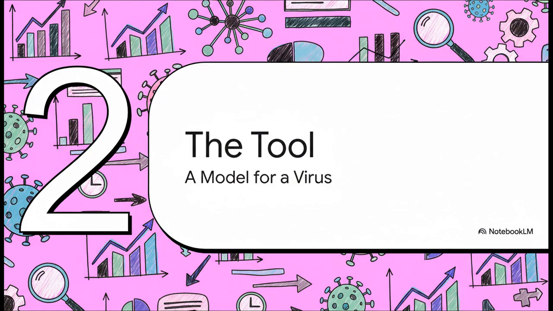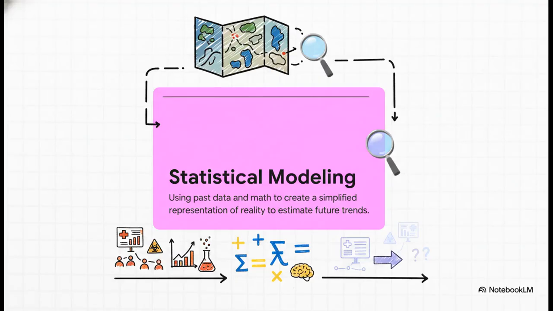Well, we build a tool. And in our case, that tool is a statistical model. Now, statistical modeling might sound super complicated, but the core idea is pretty simple. Think of a model like a map. It's not the actual city, but it's a simplified guide that uses what we already know to help us figure out where we're going. We feed it the history, apply some math, and it gives us an educated guess about what's just around the corner.